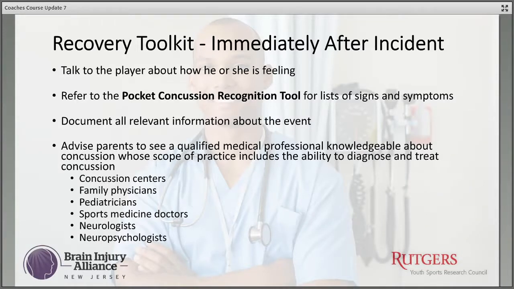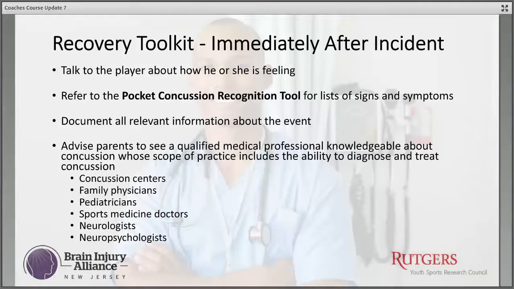Now let's describe the straightforward elements of a recovery toolkit for youth sport coaches. Immediately after an incident, you should talk to an athlete, assuming that they're capable of speaking with you at that point, about how they're feeling. This may prompt the athlete to describe symptoms that might otherwise go unreported.